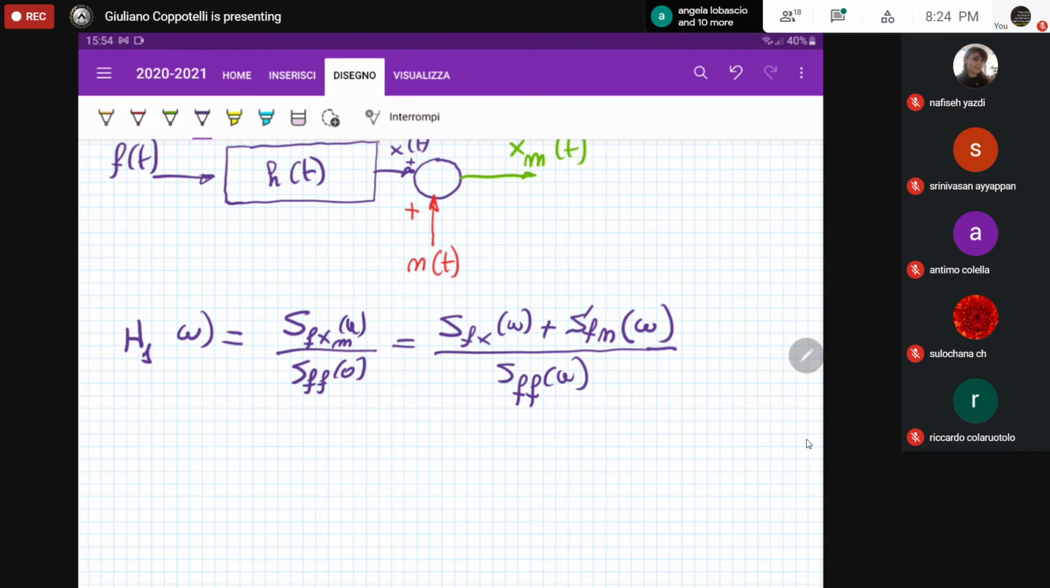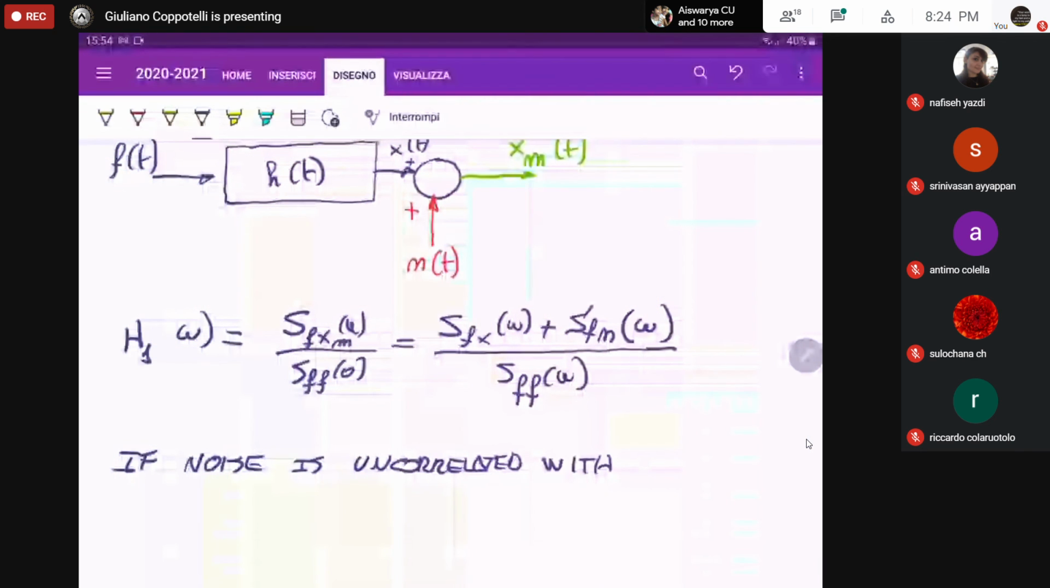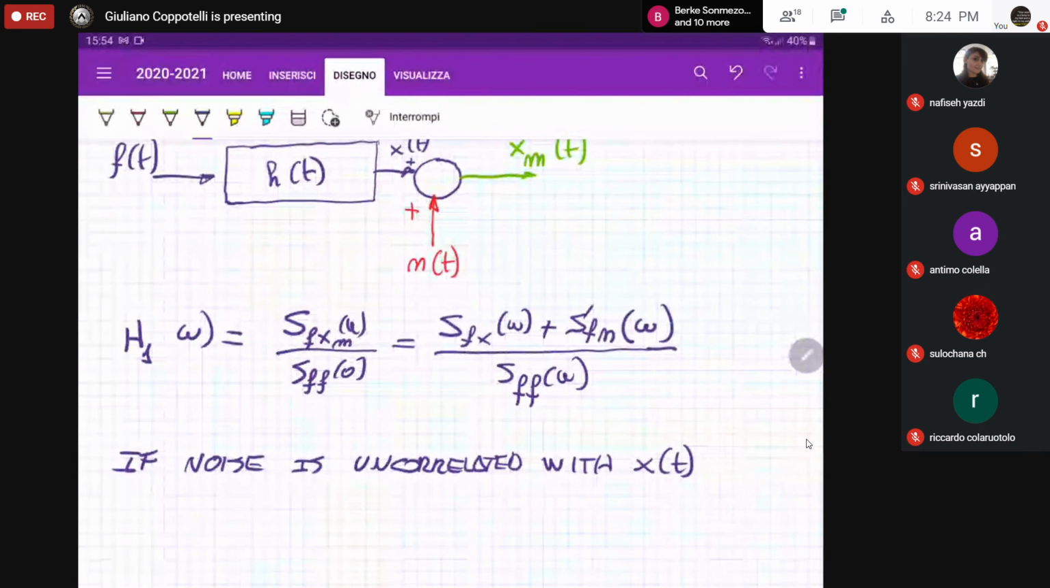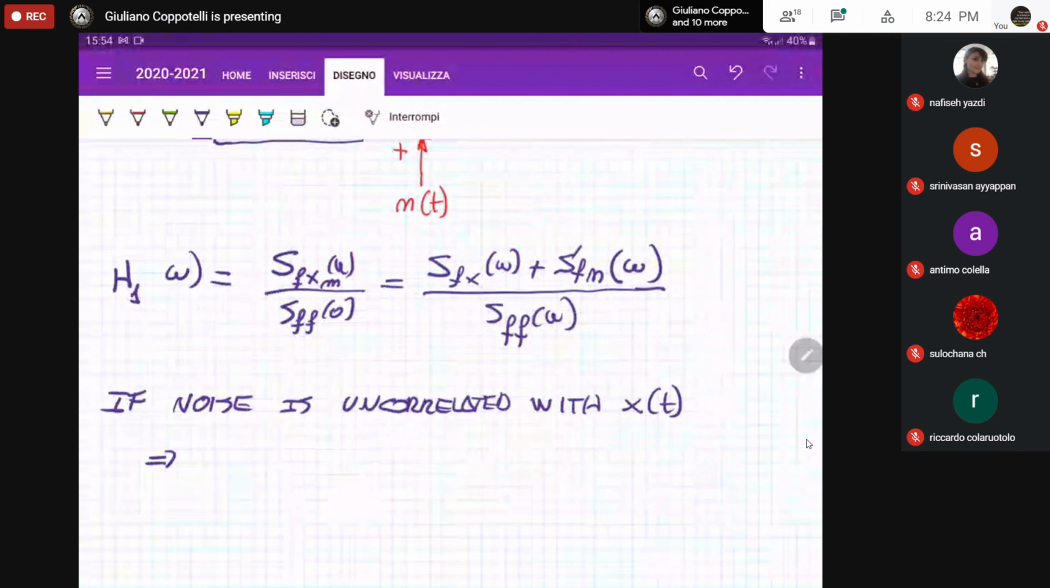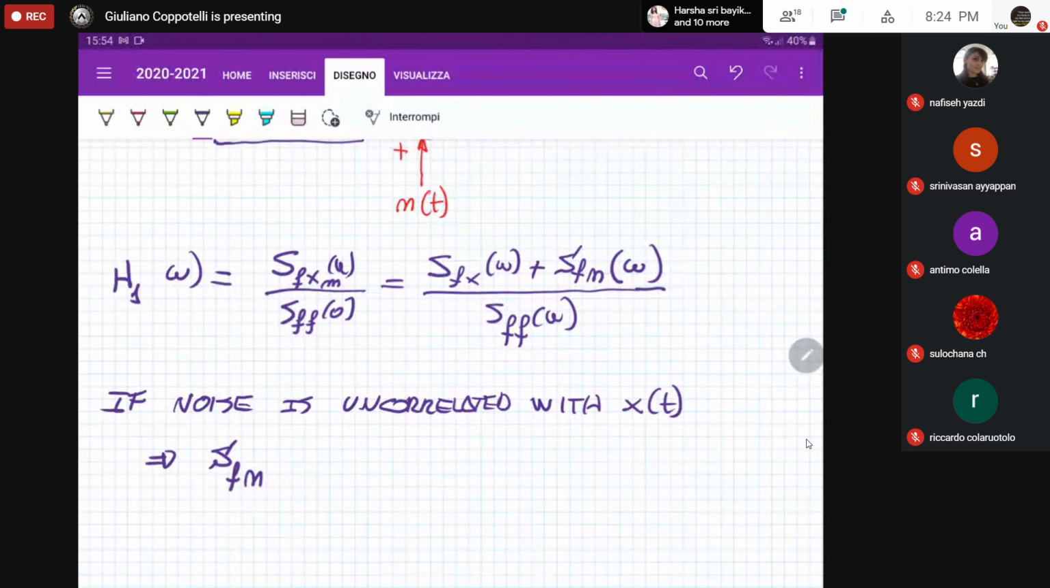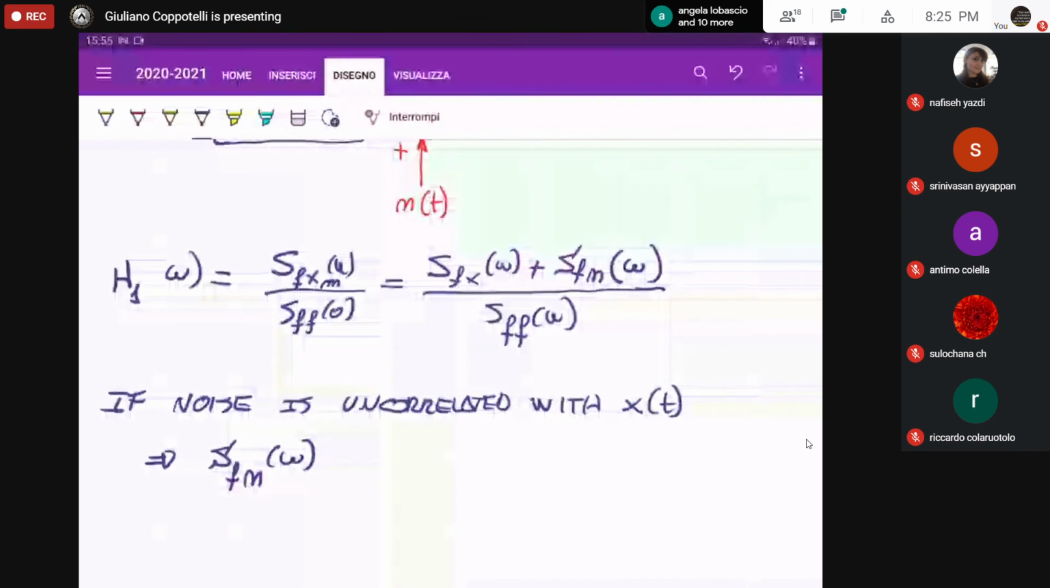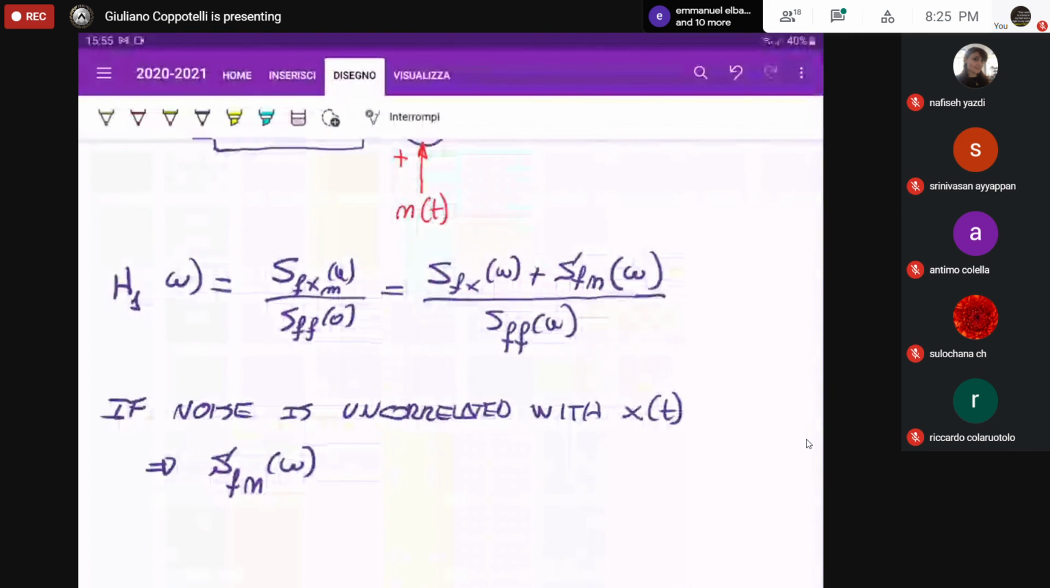Now, what happens if noise is uncorrelated with your output quantity, and that is always true, noise is not correlated at all with any quantities. What happens is that your SFN, the cross power spectral density of the noise and the input excitation, can be viewed as a zero quantity, because remember, the power spectral density comes from the cross correlation function RFN, and the cross correlation function is a measure of how a signal is correlated to another one, and because the noise is uncorrelated, then the SFN is zero.